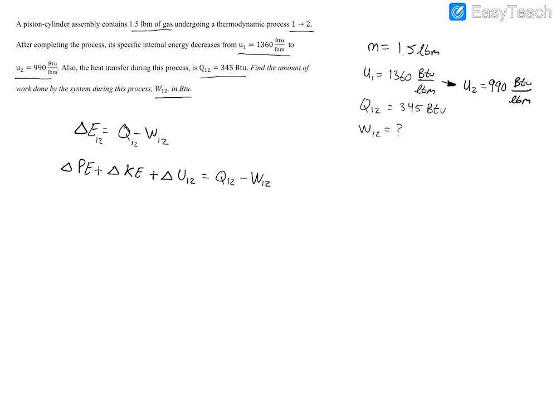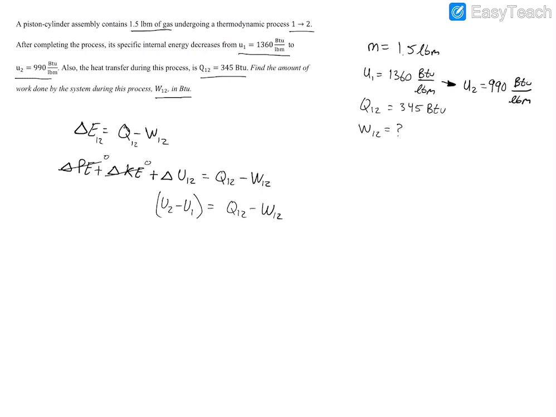So we don't have any potential energy, so we can cross that out, and that's a 0. We can cross out the kinetic energy, same thing, we don't have that, and that's a 0. And we're left that the difference in internal energy, rather, is equal to the heat transfer minus the net work. So now we can break this down, and we know that U2 minus U1 is going to be equal to the heat transfer minus the net work.